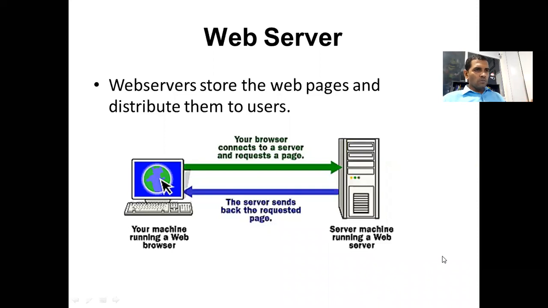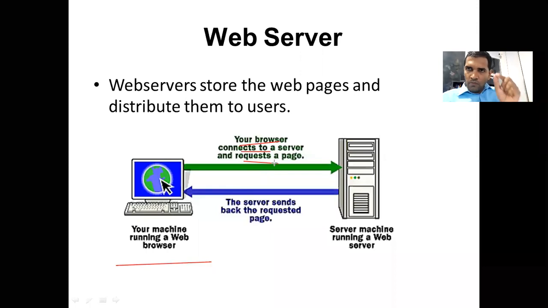Look here, I have shown a simple idea. This is your computer, your machine. On your computer, you type the URL, http www.facebook.com. What happens when you type it? Your browser connects to the server and requests a page. Your computer sends a request to whom? To the server. According to my example, it's the Facebook server. But don't worry about how my computer identifies the location. That will be explained in the next class.